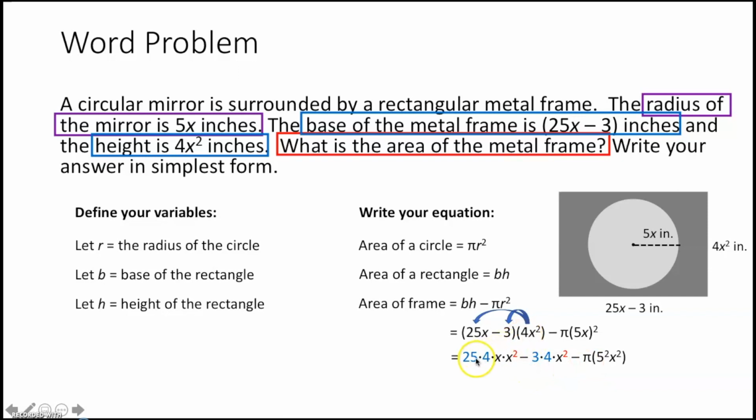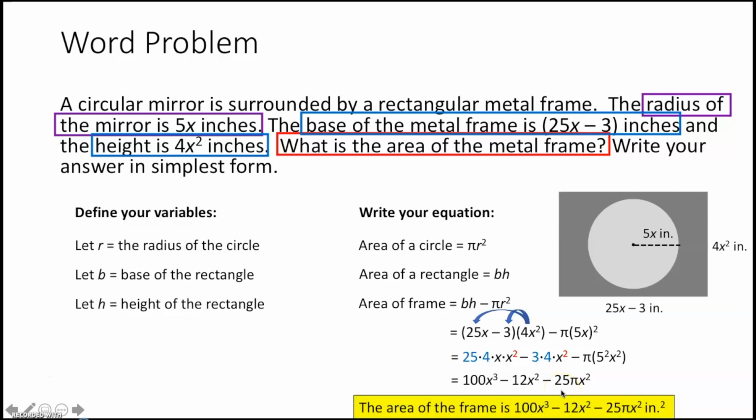Now, when I multiply the 4x squared and the 25x, 25 times 4 gives me 100, and then x to the first times x to the second gives me x to the third. Then here, negative 3 times 4 gives me negative 12, and over here we said this is going to be 25, then times pi and x squared. Now, technically, these two are like terms in that they have the same variable to the same degree, but this one has a pi, so we're not going to actually add these together out front. We're just going to leave it like this.